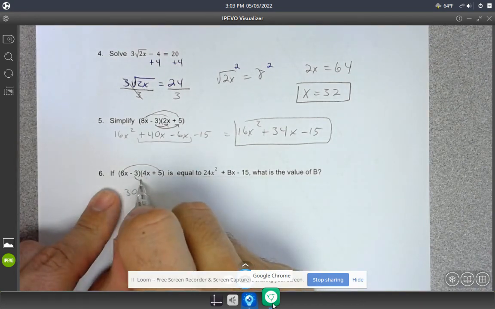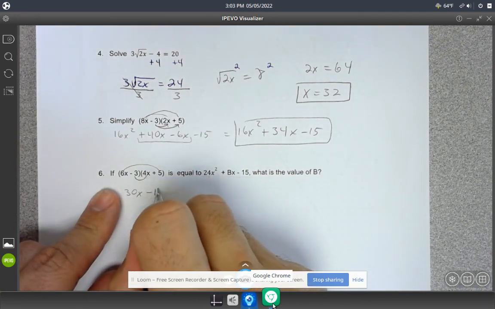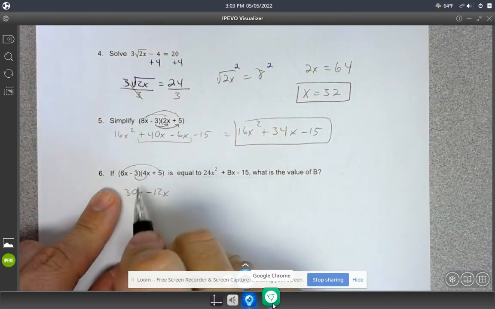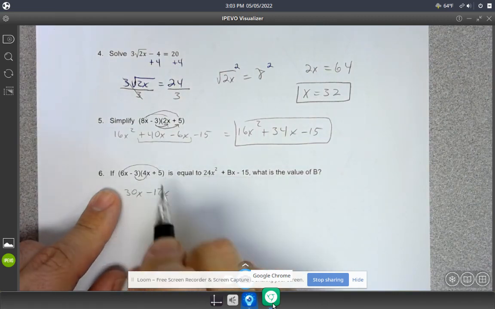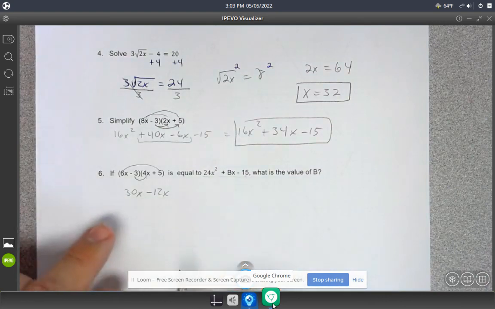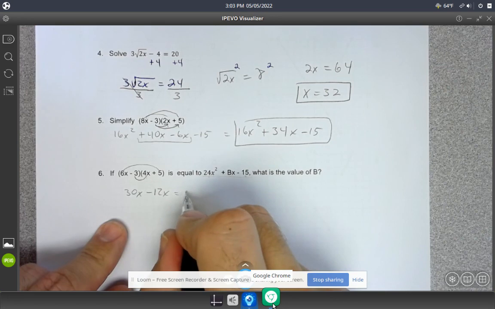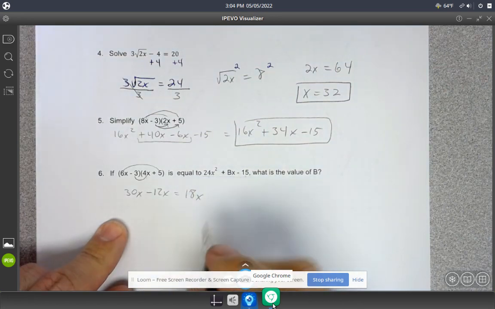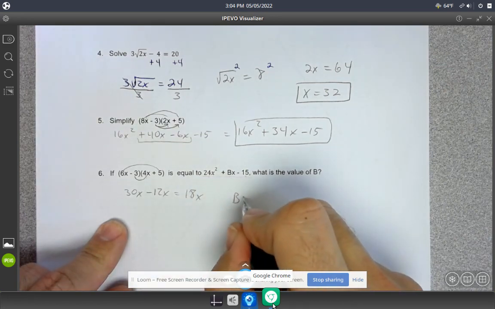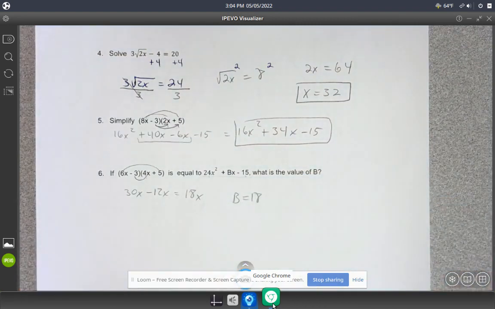And then you would do negative 3 times 4x, which is negative 12x. And then the last is the negative 3 and the 5, which is the negative 15 there. So we just need to combine these two terms here, and that is 18x. So the b that they're talking about is an 18. Okay.